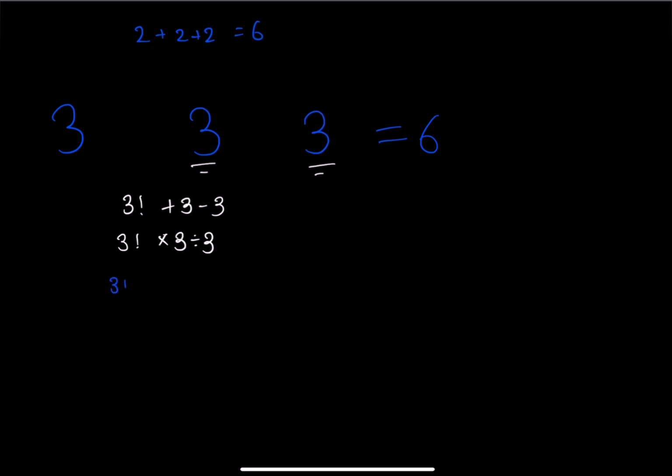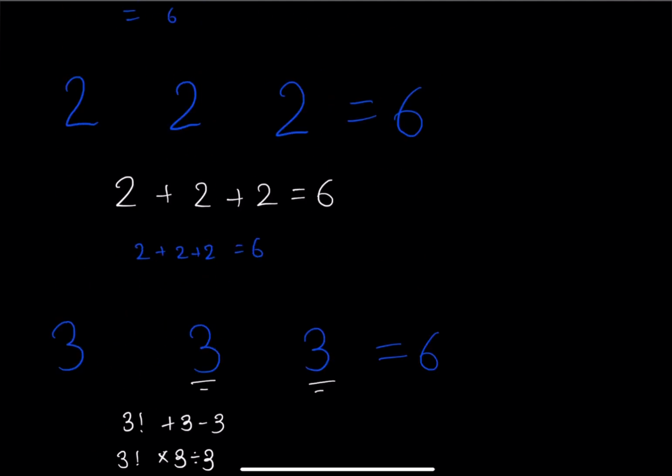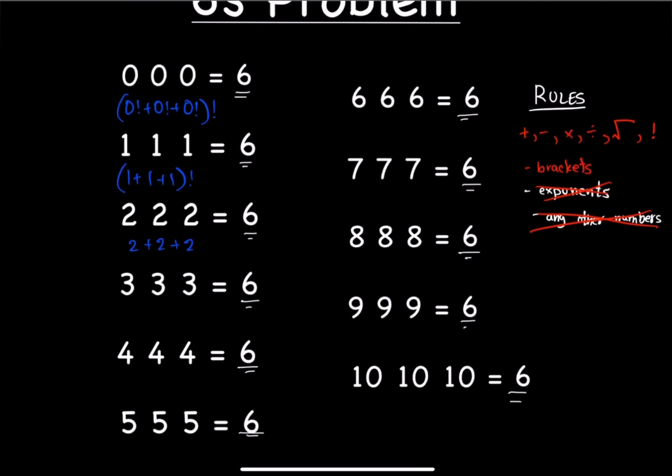So 3 factorial plus 3 minus 3 works, because that would give us 6. And then 3 factorial multiplied by 3 divided by 3 also works because that gives us 6. So I'm going to try and write both of them.